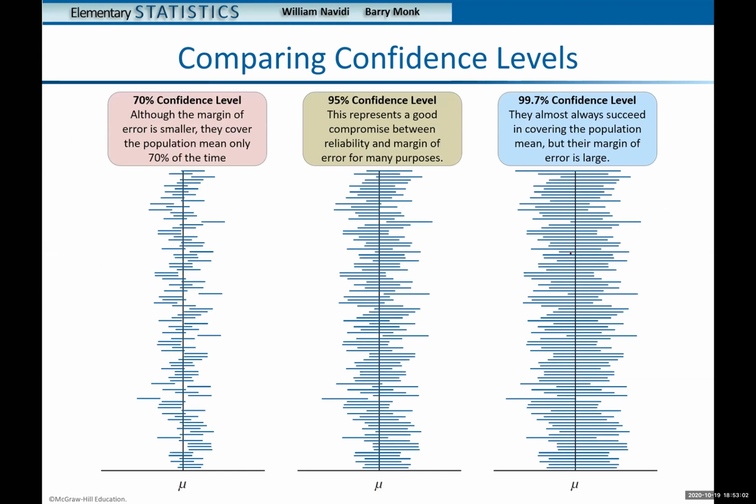Look at this with the differences between when you have 70% confidence level, when you have 95% confidence level, and when you have 99.7% confidence level. That's why we always use 95%. A lot of companies always use 95%. Or when you work on your research, a lot of people use 95% because this represents a good compromise between reliability and a margin of error.